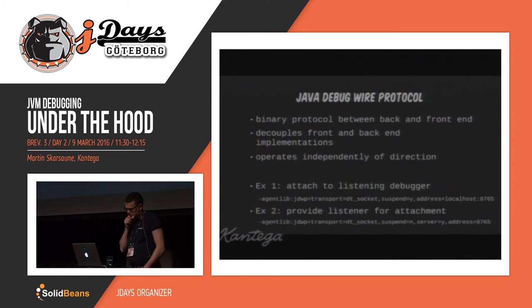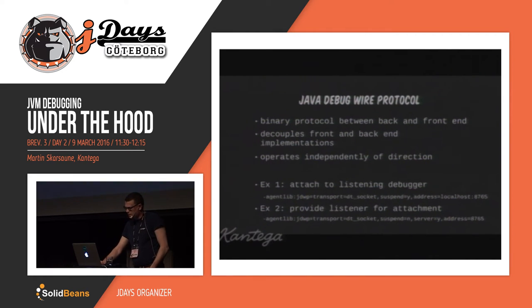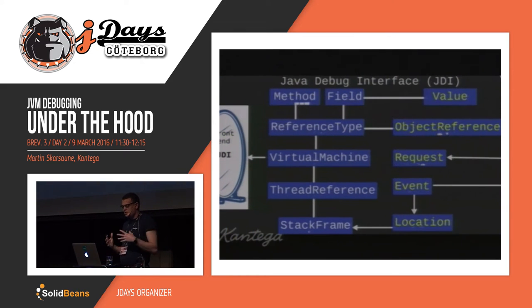And here you also see that the protocol is then implemented by an agent lib, which is injected, as I showed, in the back end. But there is a readily available front end in the tools.jar of your JDK, which is called the Java Debug Interface. And here you then find the interfaces to talk to the VM.